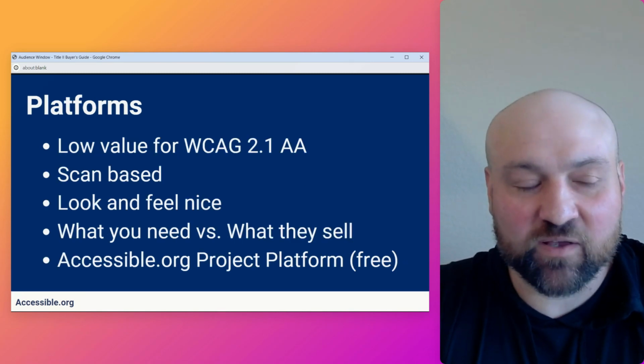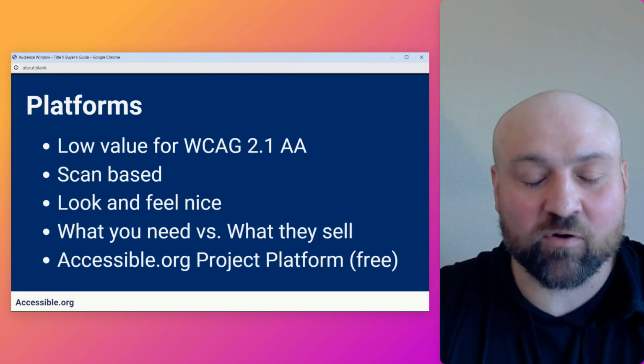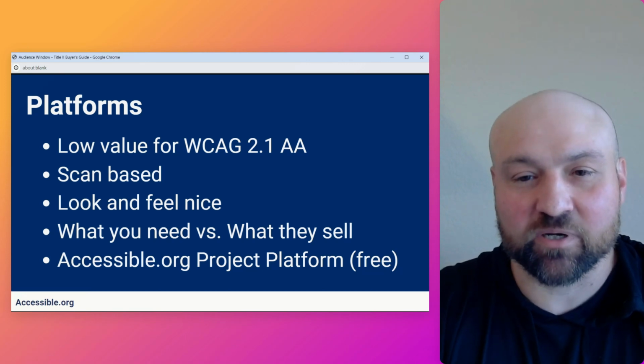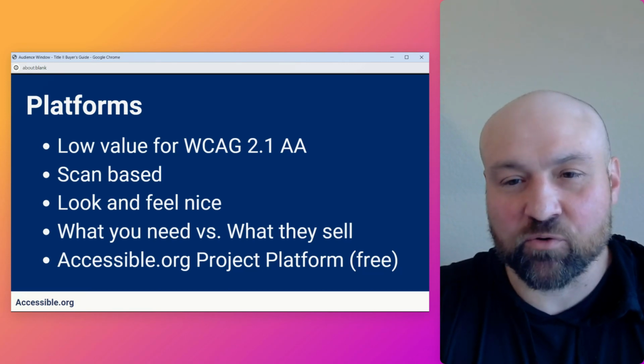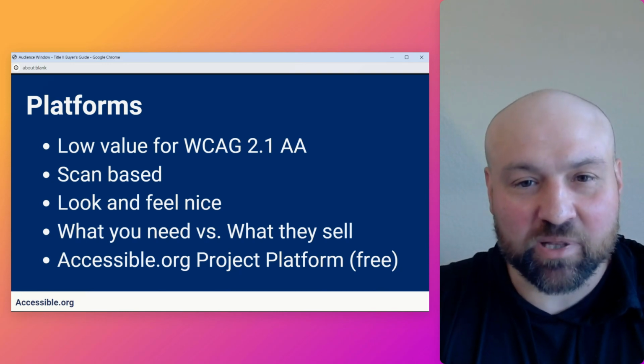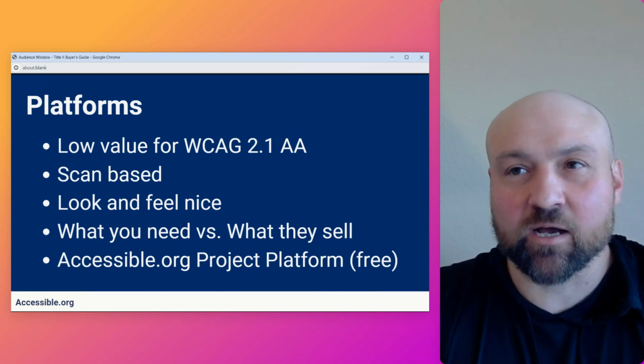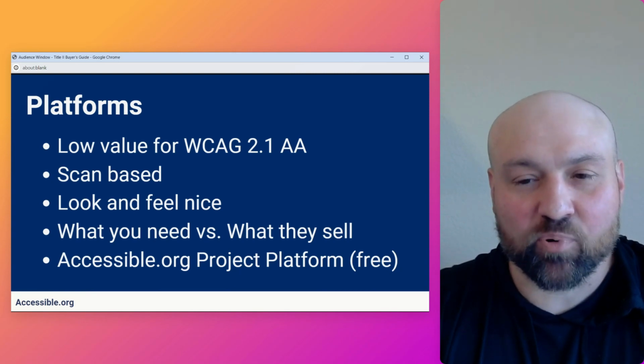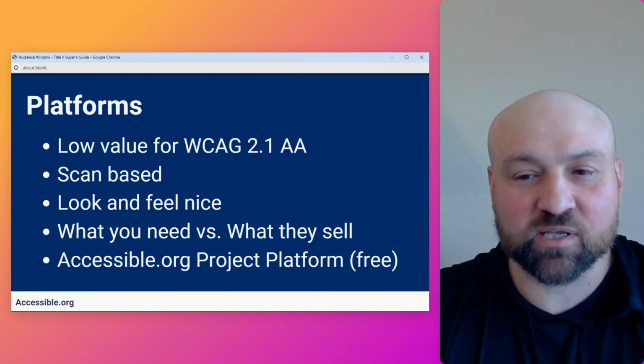All right, so one of the fillers is a platform. Platforms are commonly sold in digital accessibility. The problem is they are a low value for WCAG 2.1 AA conformance. There is some benefit to a platform. It can help you with organization. It can help you with managing what you're doing. But the problem is these platforms are so grossly overpriced, they return a horrible value.